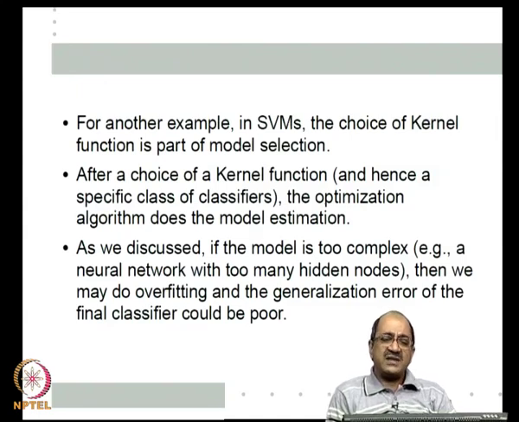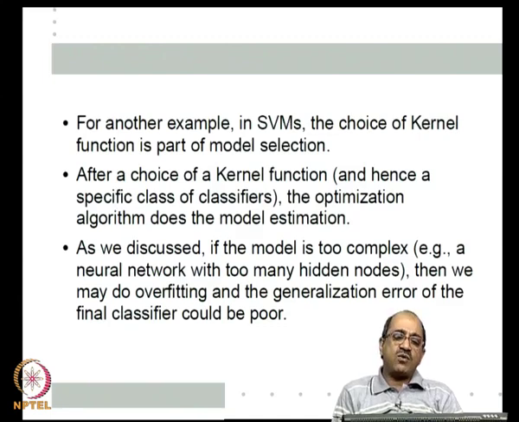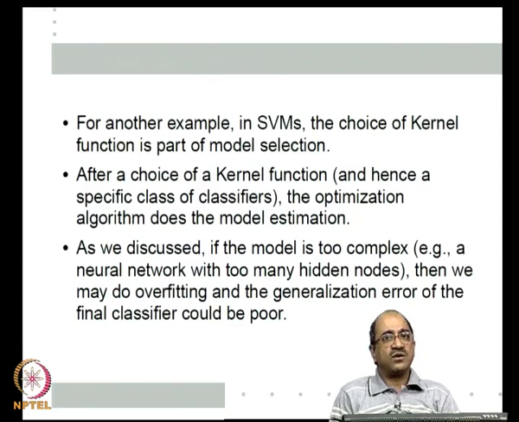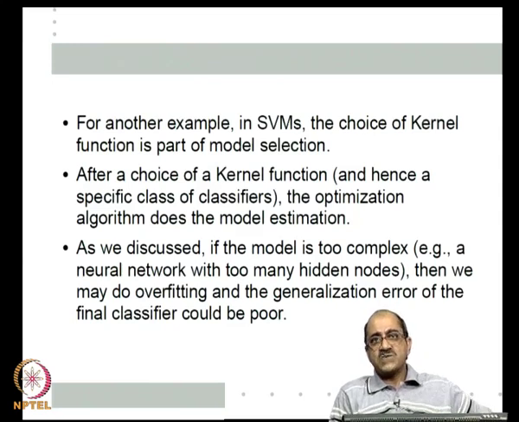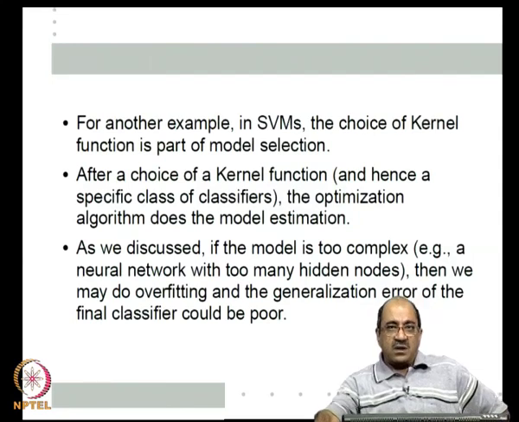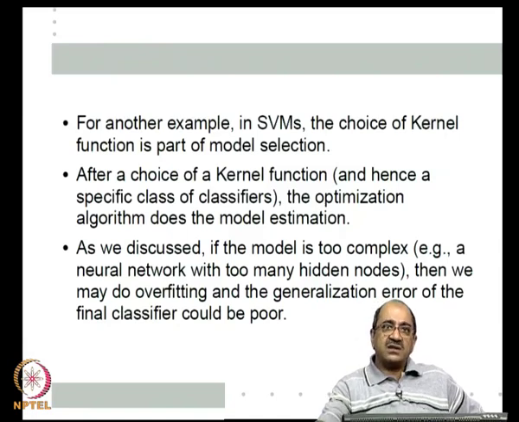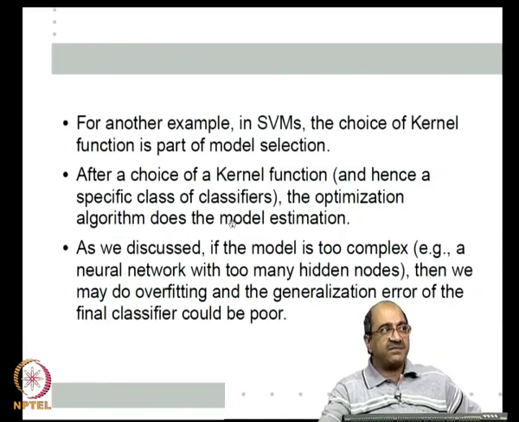Of course, we do not know whether the selected model is the right one. We already discussed at various stages that the model may be too complex. For example, if the neural network has too many hidden nodes, if the VC dimension is very large, then we may be overfitting, right. The generalization error of the learned classifier will be poor, it will not do well on unseen data, right. So, model selection is a very crucial issue, because depending on the kind of function we want to learn, depending on the amount of data we have, we have to choose the right model, right. How do I do model selection?